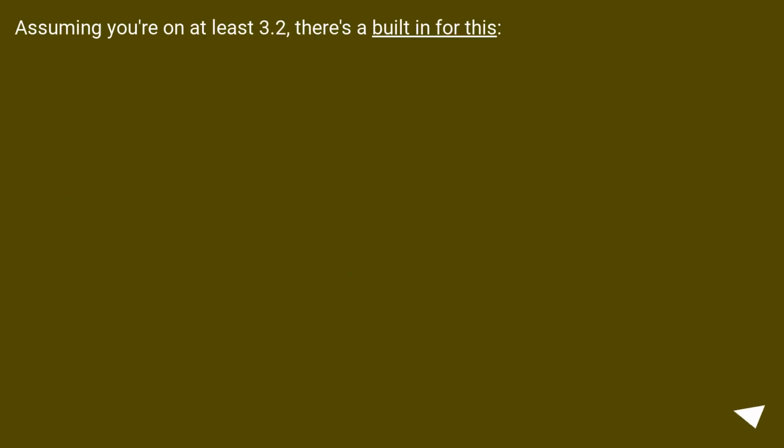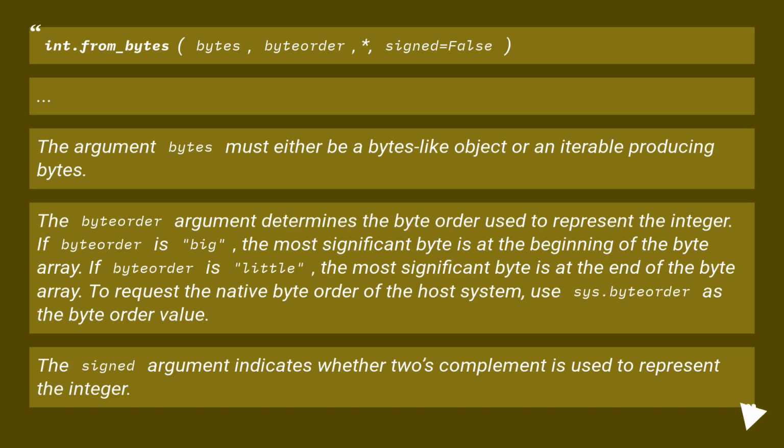Assuming you're on at least 3.2, there's a built-in for this: int.from_bytes(bytes, byteorder, signed=False). The argument bytes must either be a bytes-like object or an iterable producing bytes. The byteorder argument determines the byte order used to represent the integer.